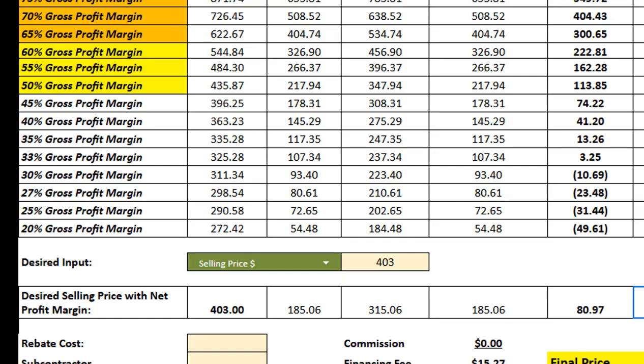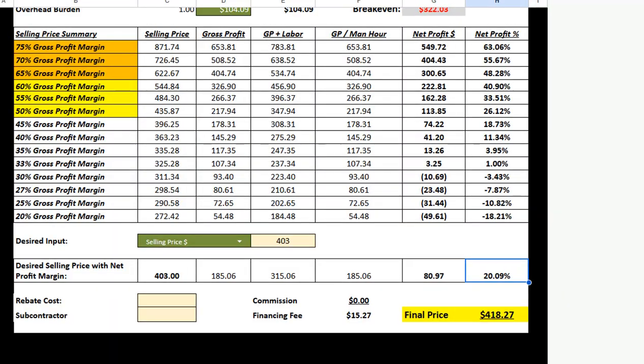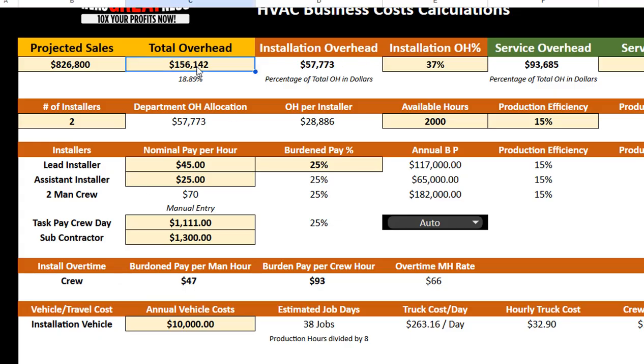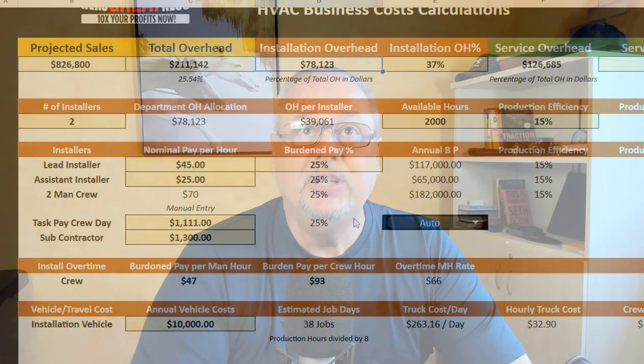If I come over to my calculator and I change my overhead to $211,142, okay, all my pricing just adjusted. Now, because I had those two prices I gave you an example of manually entered, that price is not going to change, but my net profit is going to go down. And it's calculating all my projected jobs that when I set this thing up. Okay, so here we go.